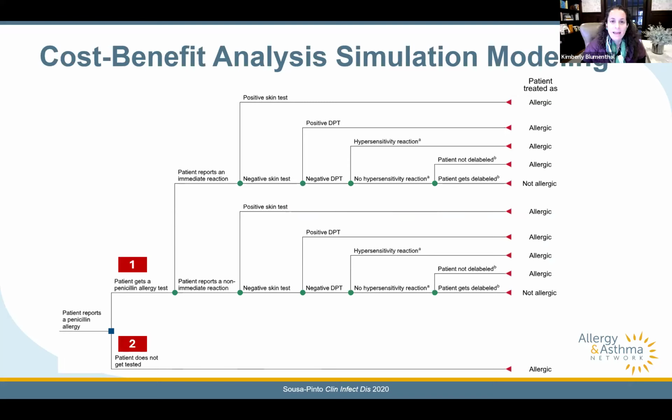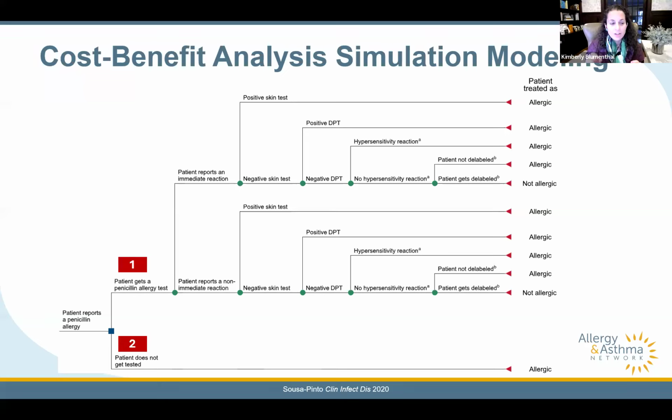This is what's called a decision analysis that is used actually for most effectiveness studies. And what I set out to do with my colleagues was to look at, is it more cost effective to do a penicillin allergy evaluation or not? And that's what A versus B or 1 versus 2 is here. Patient gets a penicillin allergy test or doesn't get a penicillin allergy test. And this was with considering full testing with penicillin skin testing.